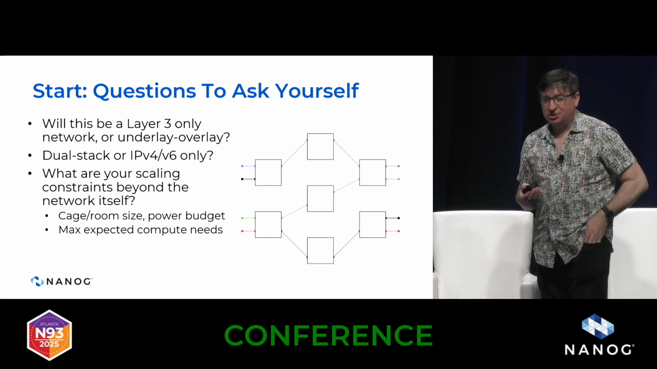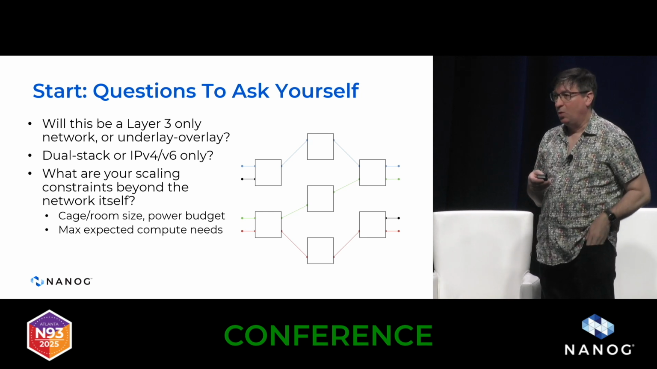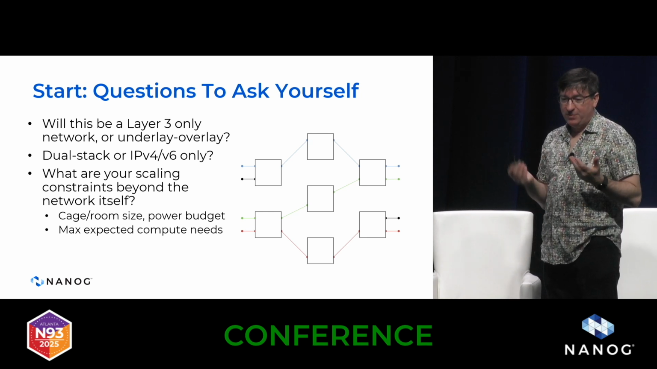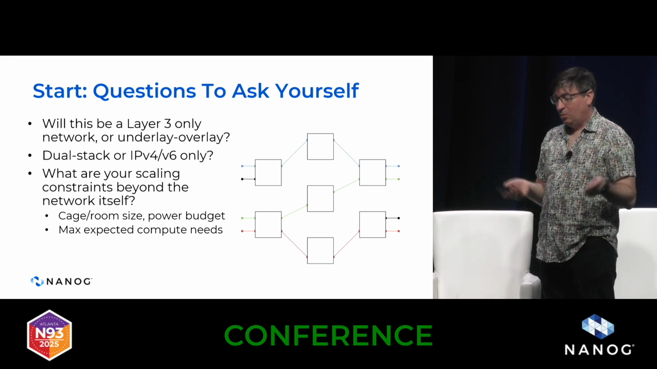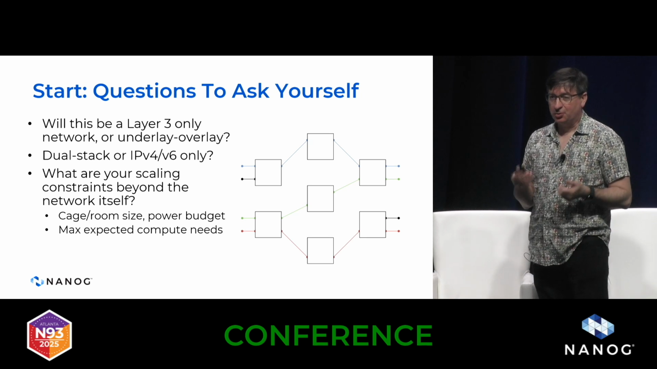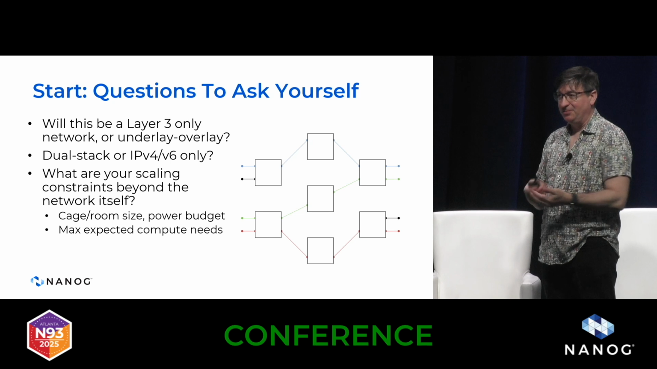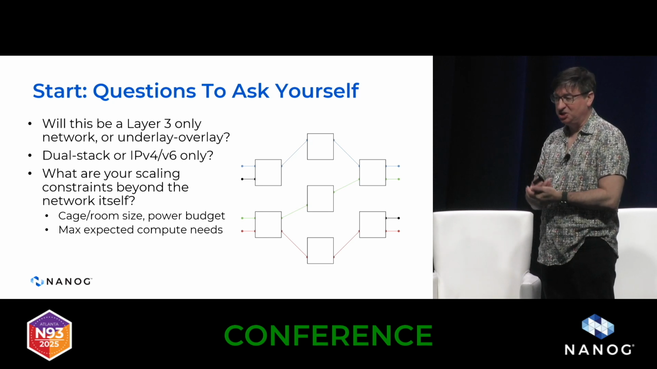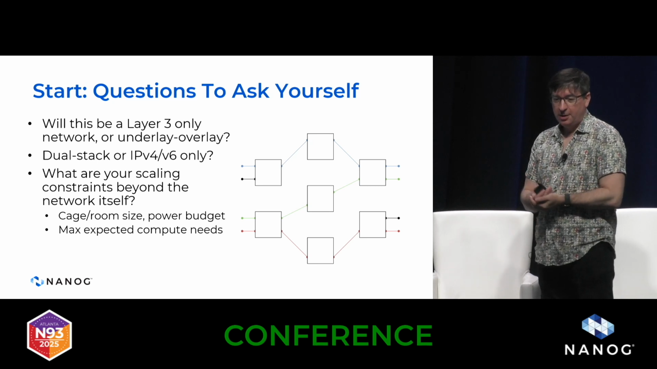What are your other scaling constraints? What's the size of your cage or your room size? What is your power budget? What are your actual compute needs? What is the maximum number of servers that you're going to need to support? Are they Intel servers, AMD? Are they GPUs? Is this an AI training core?